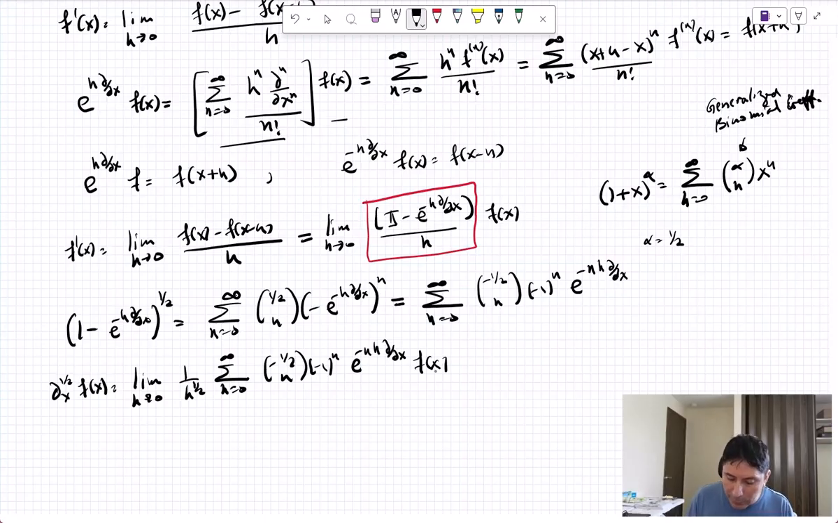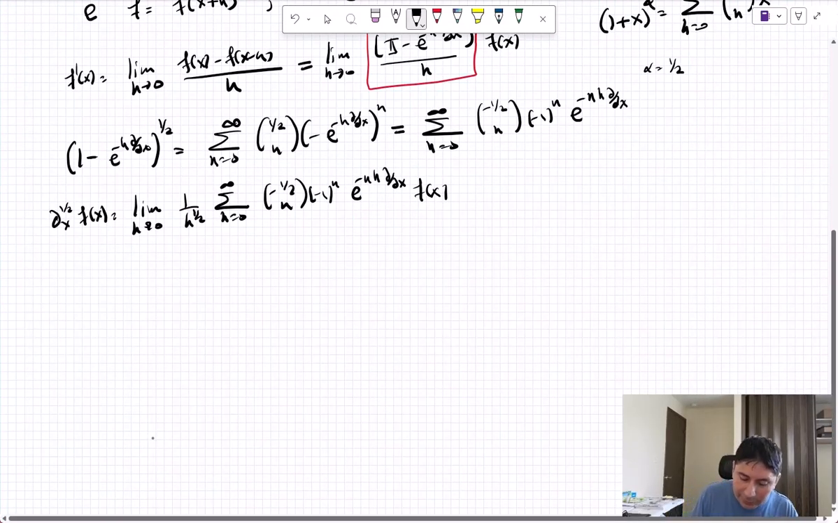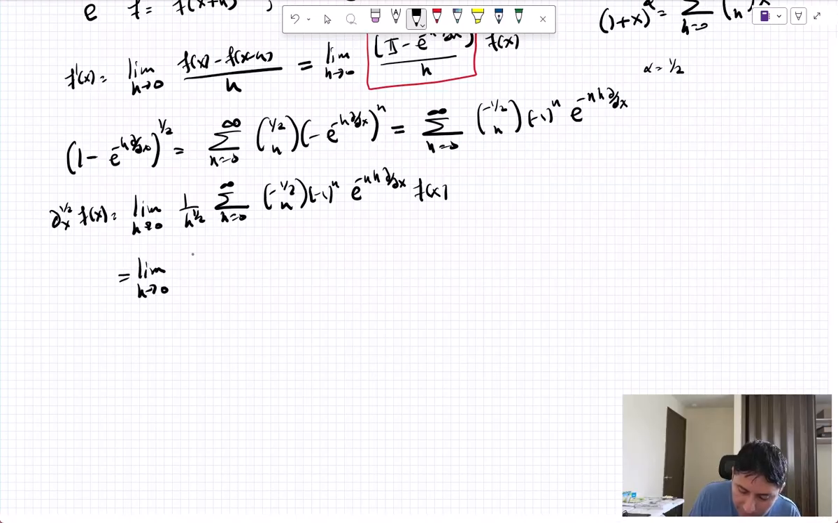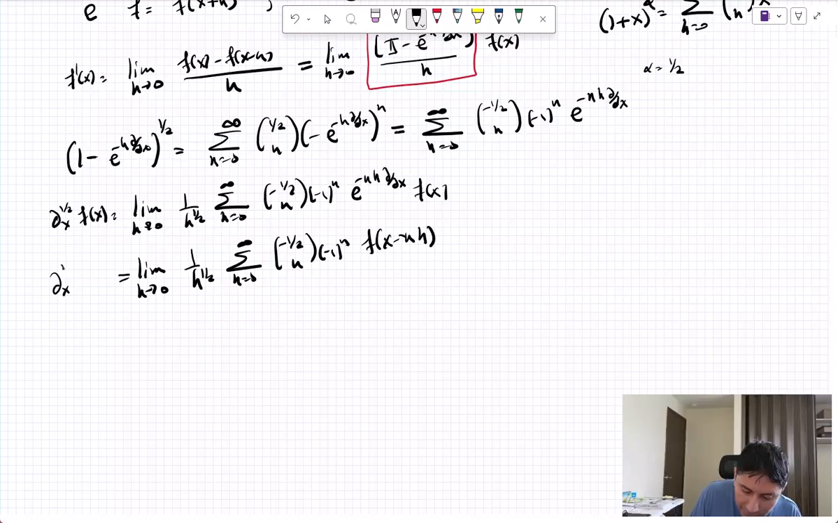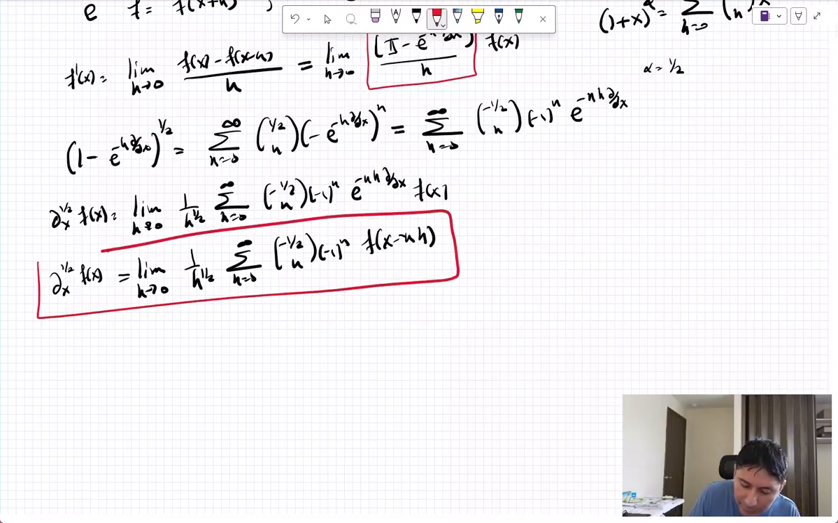Now, I'm going to write that down without the operator formulation or notation, right? So this is equal to the limit as h goes to 0 of 1 over h to the 1/2, sum n equals 0 to infinity of minus 1/2 choose n, minus 1 to the n, f of x minus nh. So basically, this is our definition of the square root of the derivative operator, which is the first attempt at defining a fractional derivative, right?